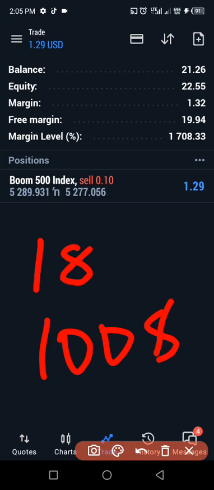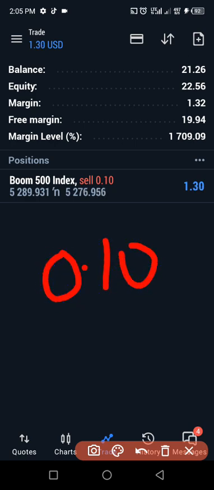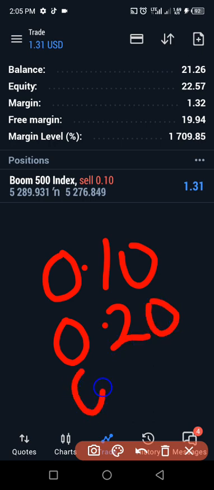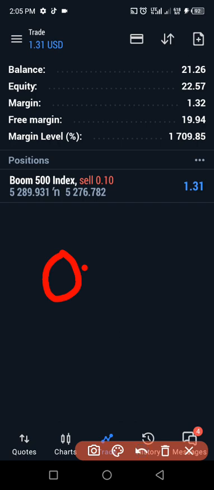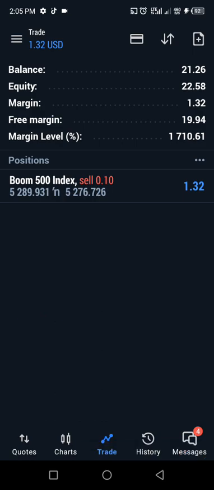But today I'm going to show you how I was able to take this entry using 0.10 lot size. And as always, as we progress in growing this account, we'll begin to increase our lot size to 0.20 and then 0.50, and then at a particular point in time we might begin to take this trade at 1.00 lot size.